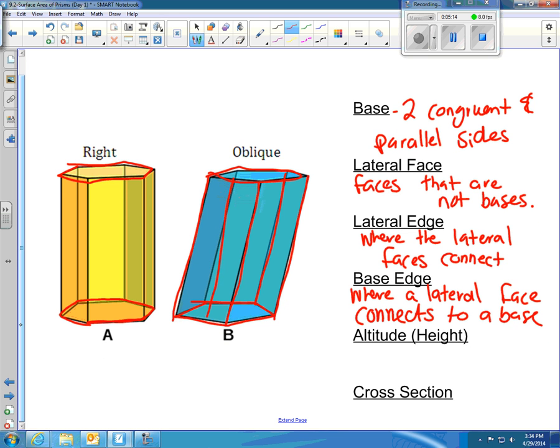Then let's talk about altitude. Altitude is our height. So it's a perpendicular line segment to the opposite base.